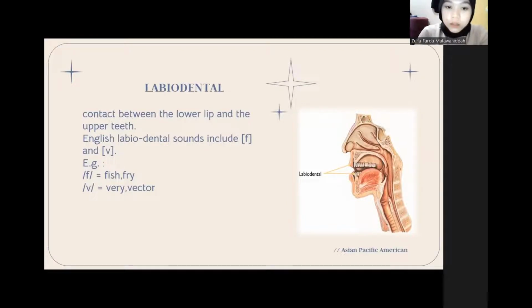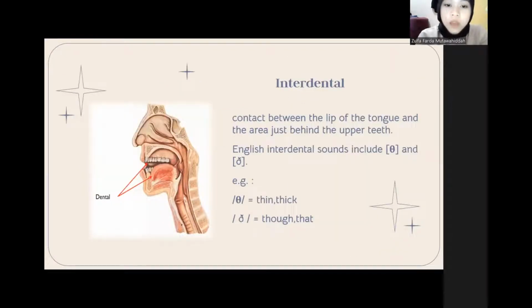Okay, next. Third, we have interdental. Interdental is contact between the tip of the tongue and the area just behind the upper teeth. These sounds are formed by putting the tongue between the teeth. These are the sounds th as in thin and th as in though. For example, the words thin and though.